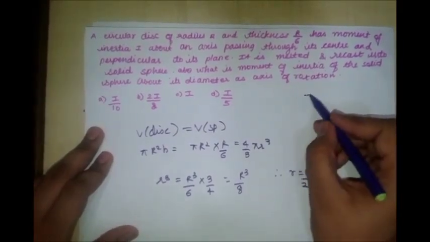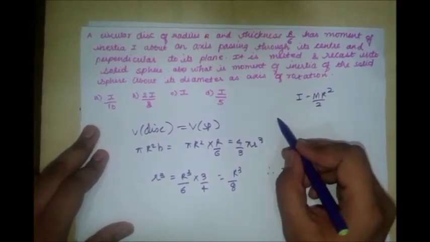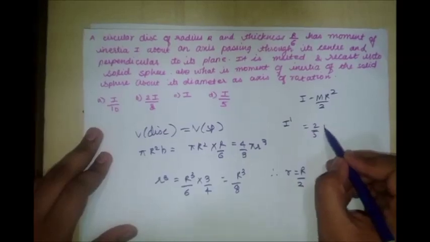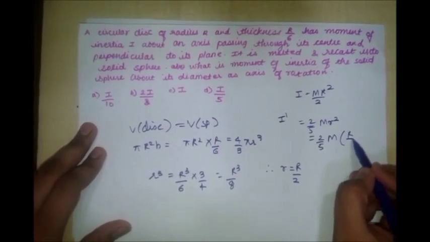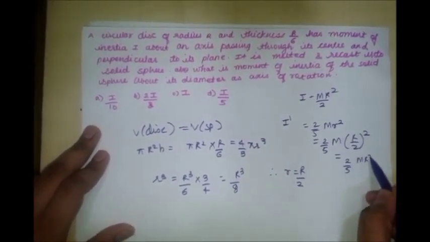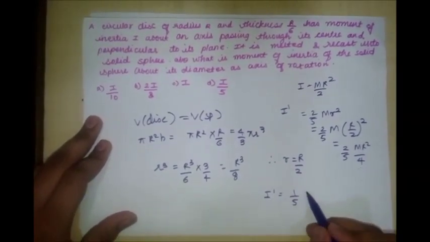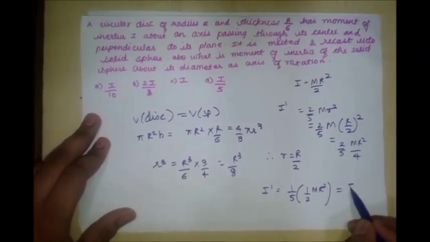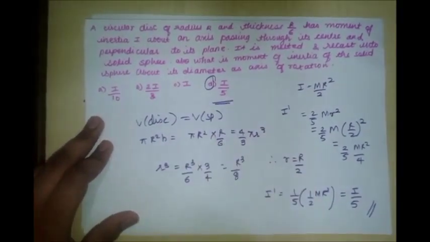Moment of inertia I is equal to m R square by 2. So moment of inertia I dash for the sphere will be equal to 2 by 5 m r square, which is equal to 2 by 5 m into R by 2 square, which is equal to 2 by 5 m R square by 4. Therefore I dash can now be written as 1 by 5 into 1 by 2 m R square, which is equal to I by 5. So option D, I by 5, is the correct answer.